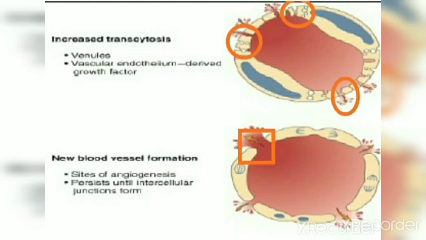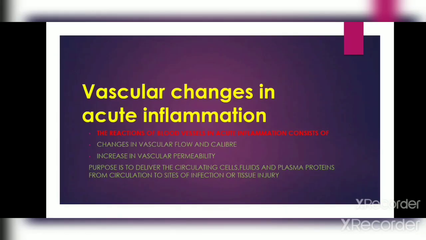Another one is new blood vessel formation. These are the sites of angiogenesis, and these sites persist until intercellular junctions form. Until the intercellular junctions form, there will be vascular leakage. So with that, we end today's video. This was more or less what I had to discuss for this video.